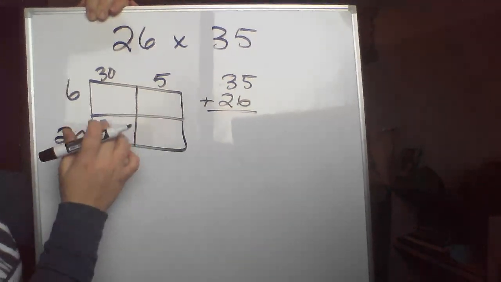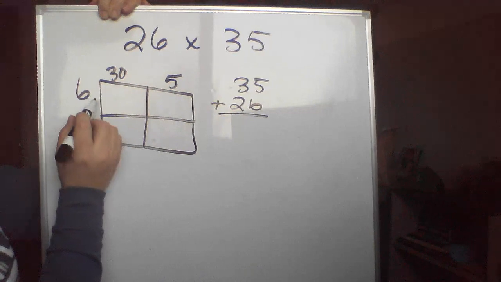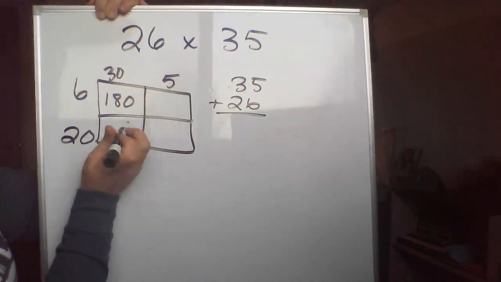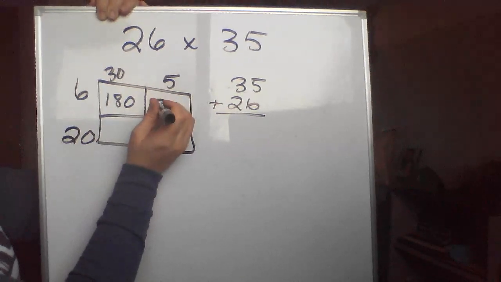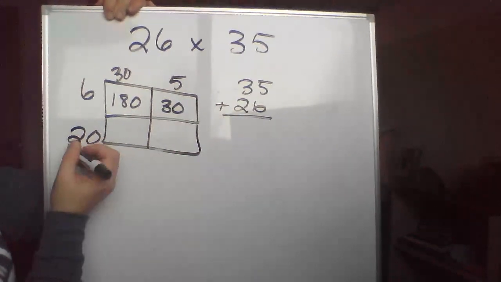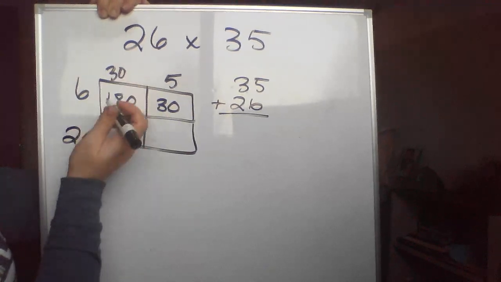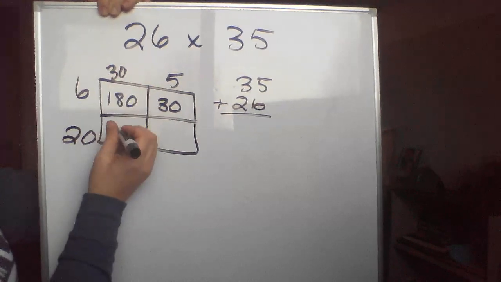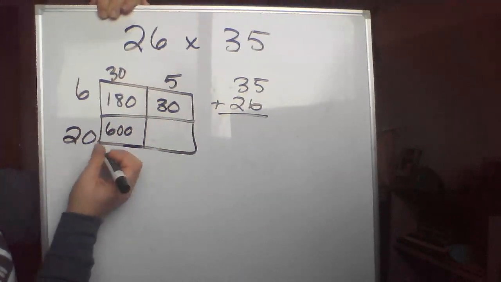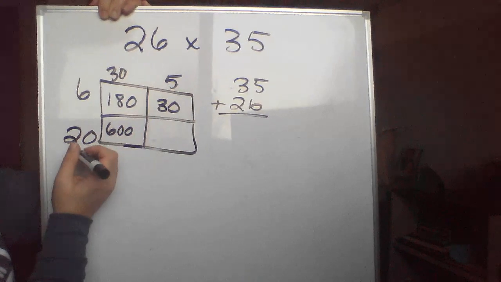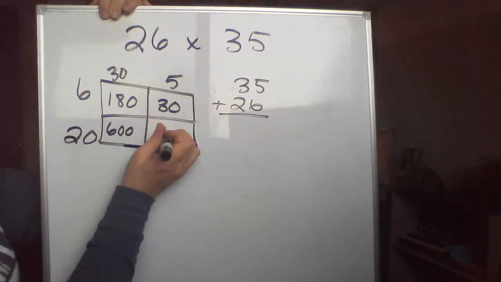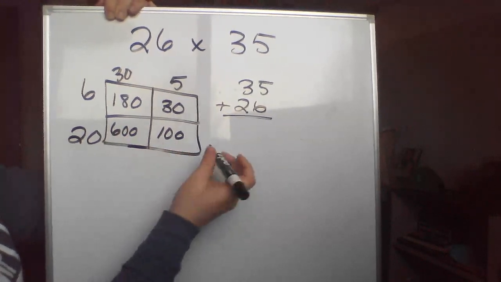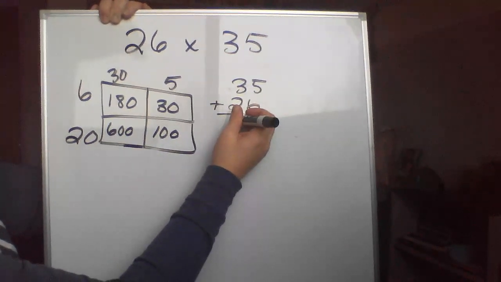All right, so let's find all of our partial products here. So we have 6 times 3, 18. Bring down our 0. 6 times 5 is 30. Now we do our 20 times 30. 2 times 3 is 6, and then 0, 0, 0, 0. 20 times 5, 2 times 5 is 10 plus our 0. So I have our 4 partial products. Let's bring them over here and add them together.